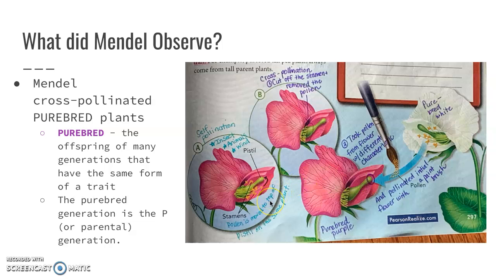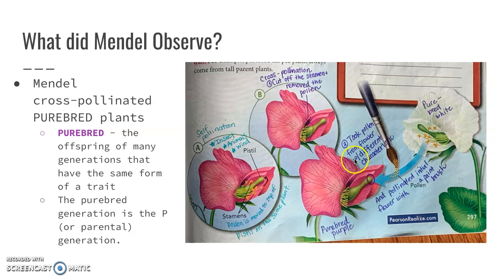And remember, when we're talking about crossbreeding, purebred is just an organism that comes from a long line of organisms that have the exact same trait. Okay, so these purple plants that are purebred purple come from a long line of purple plants. This purebred white comes from a long line of white plants.